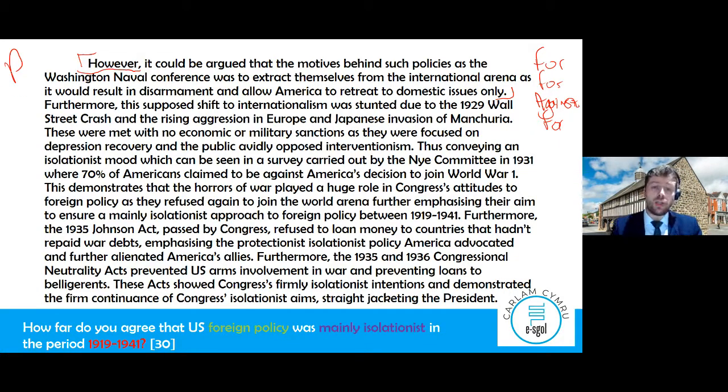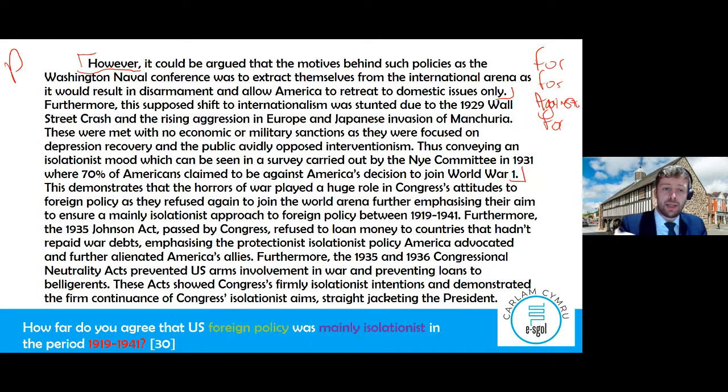Furthermore, this supposed shift to internationalism was stunted due to the 1929 Wall Street crash and the rising aggression in Europe and Japanese invasion of Manchuria. These were met with no economic or military sanctions, as they were focused on depression recovery, and the public avidly opposed interventionism, thus conveying an isolationist mood, which can be seen in a survey carried out by the Nye Committee in 1931, where 70% of Americans claimed to be against the decision to join World War I.